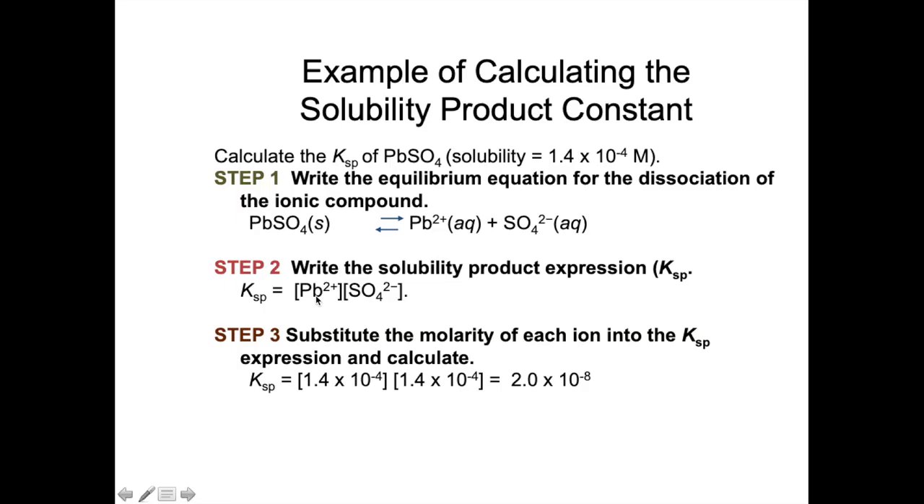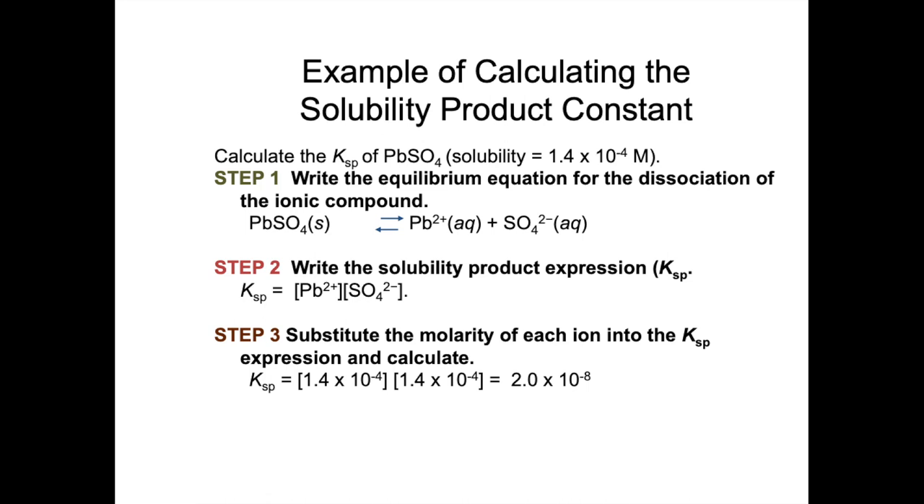They're not going to be halved or anything like that. Okay? So you just plug those numbers in. Our concentration of lead 2 plus is 1.4 times 10 to the negative 4. Our concentration of sulfate is 1.4 times 10 to the negative 4. So since KSP is just those two numbers multiplied together, let's multiply those two numbers together. And we get a KSP value of 2 times 10 to the power of negative 8. Okay, and that's just how you solve for KSP.